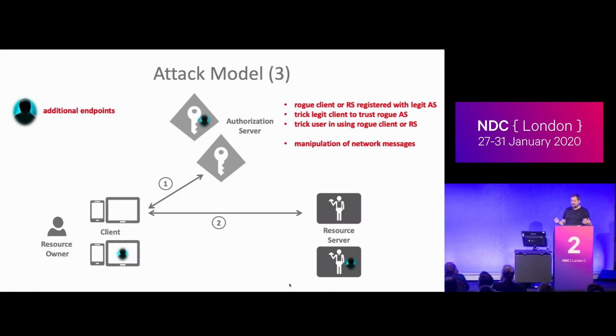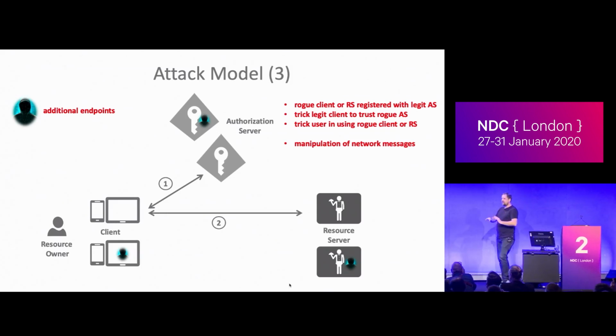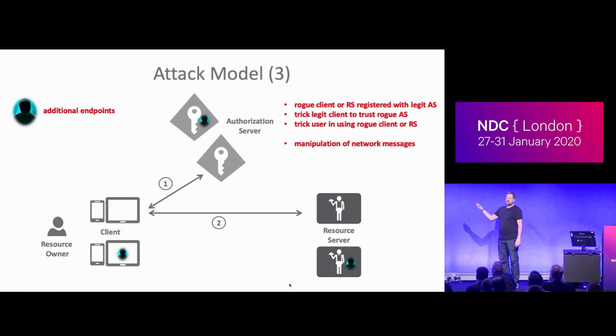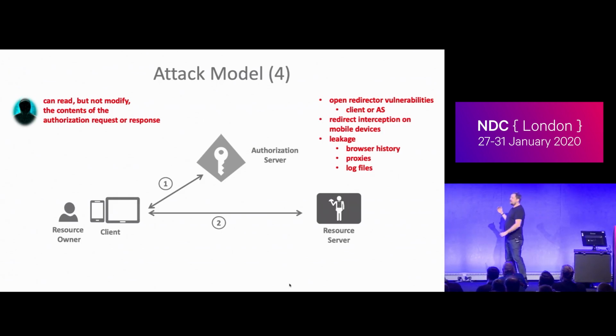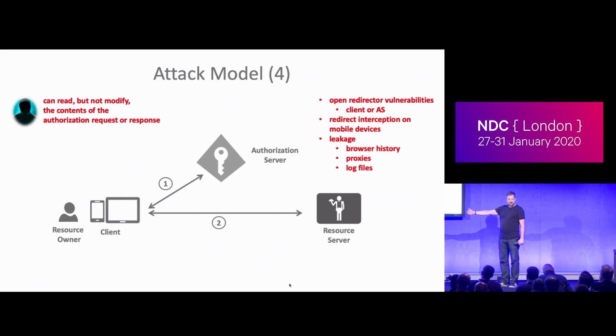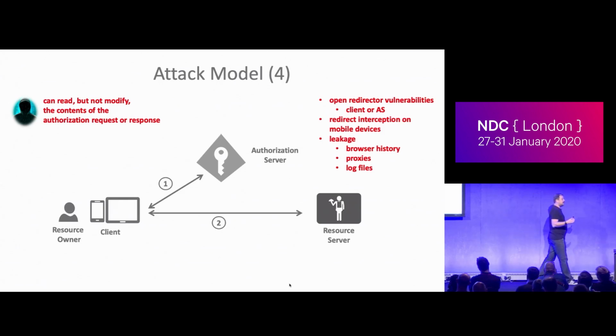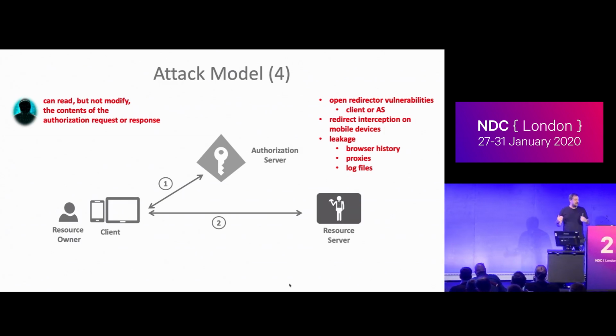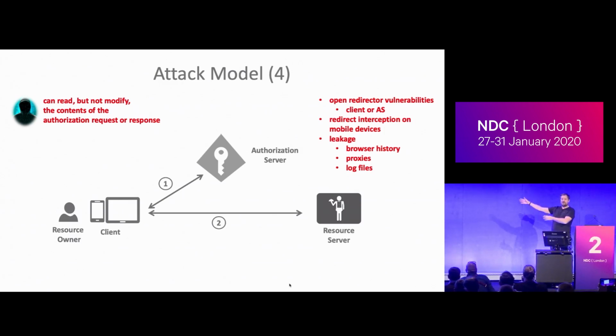But sadly enough, like 80% of all the vulnerabilities are just implementation mistakes, right? Basically, the idea is that an attacker can read but not modify the contents of the authorization request or response. And that might be because we have open redirectors in our code. Yeah? We are leaking data, yeah? Maybe in log files, maybe in the browser history, maybe in proxies. Maybe you have something on the phone that intercepts the callbacks between applications and so on. That is by far the most common problem we see. And the good news is they are all just programming errors, and we can fix them.